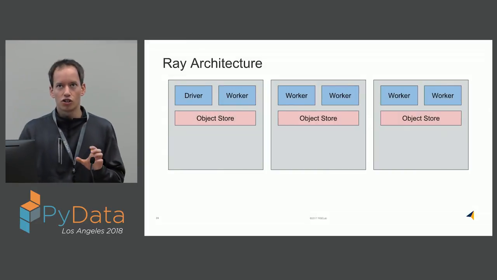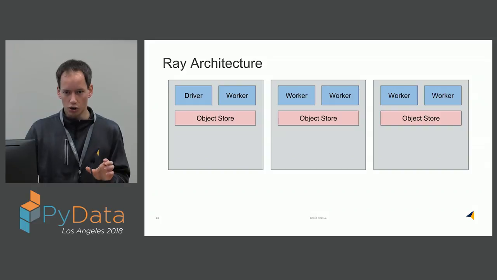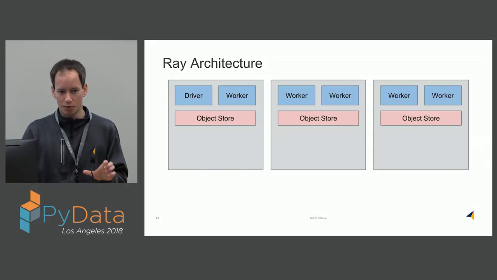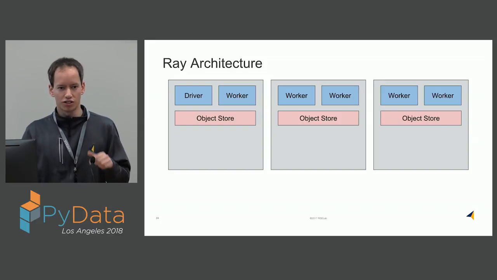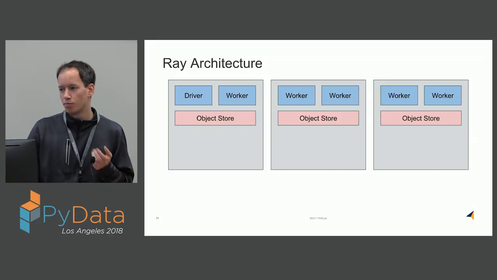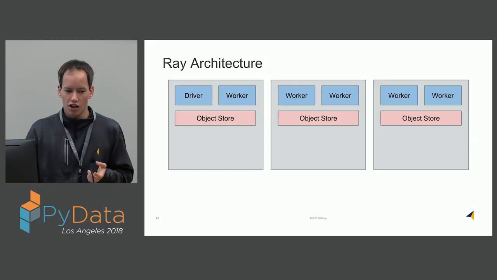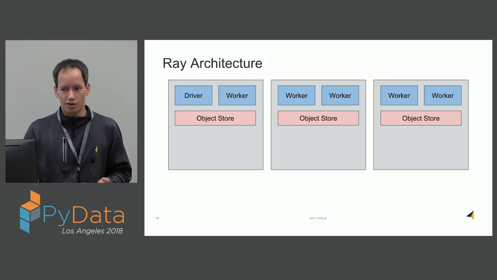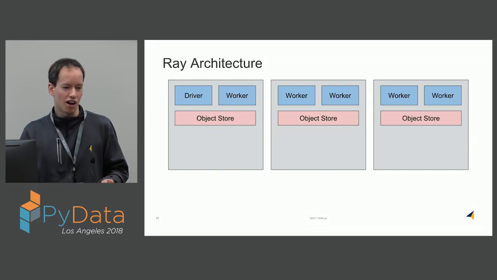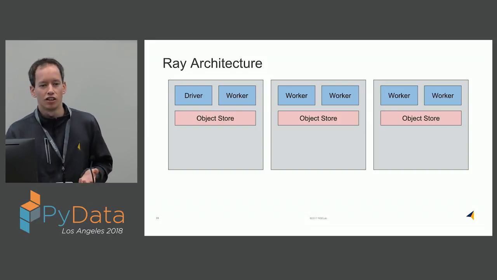So then, each node also has a so-called object store. This is a shared memory segment, which can be used to share the data between all the processes in one machine. This is especially important in the modern setting, where on the cloud, for example, we typically have many cores per machine. And so this is an important optimization, because if you have, say, 64 cores, you don't want to have 64 replicas of your data.